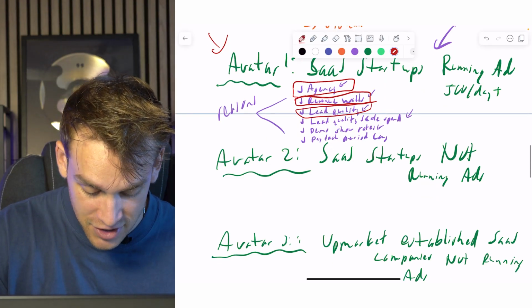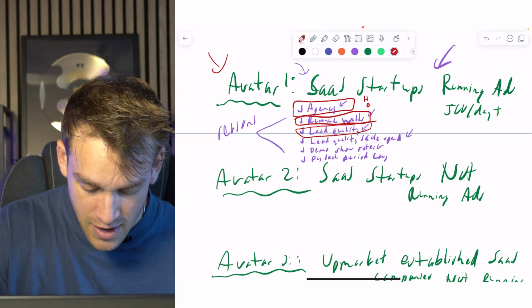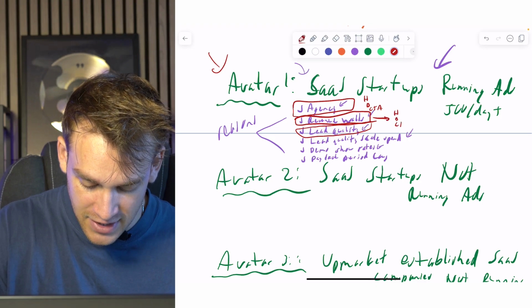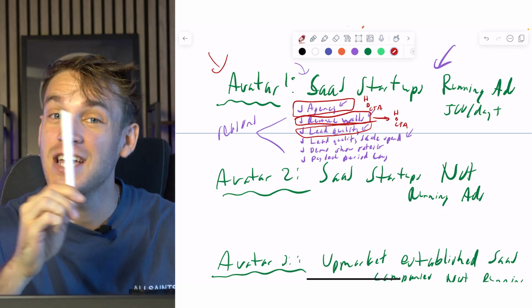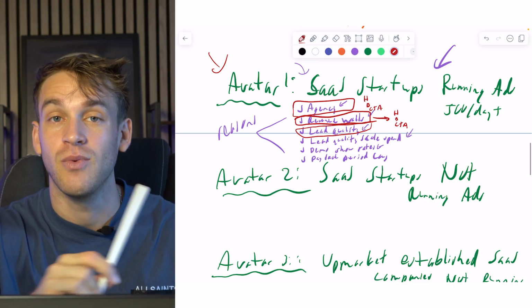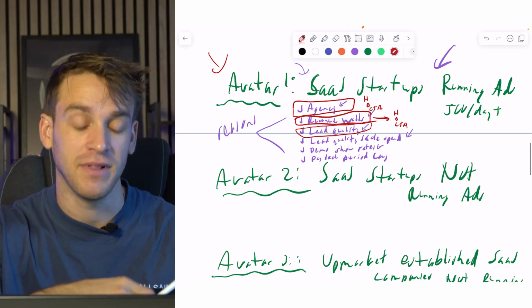So each of these is going to be an individual hook, body, CTA. This one will be its own hook, body, CTA. And yeah, guess what? This is going to take more work, my friend. But if you actually do it, you're going to succeed and you're going to do way better. So put the work in. Don't be lazy.